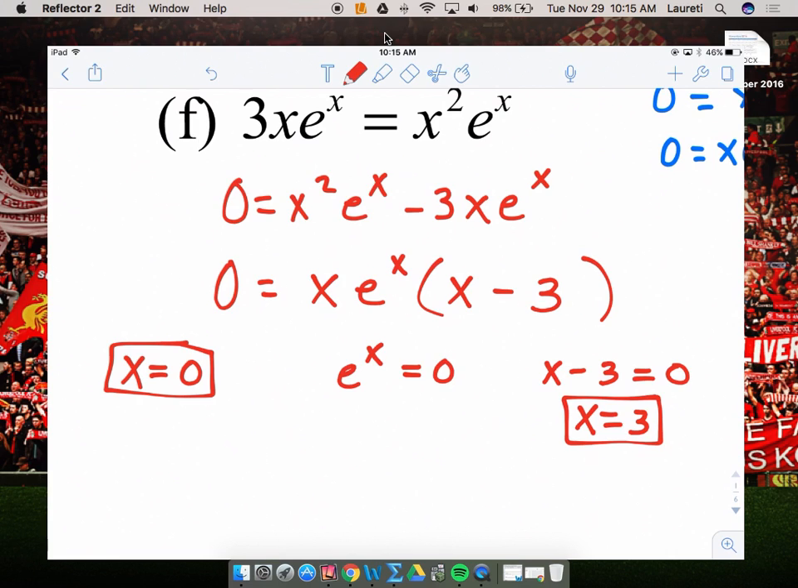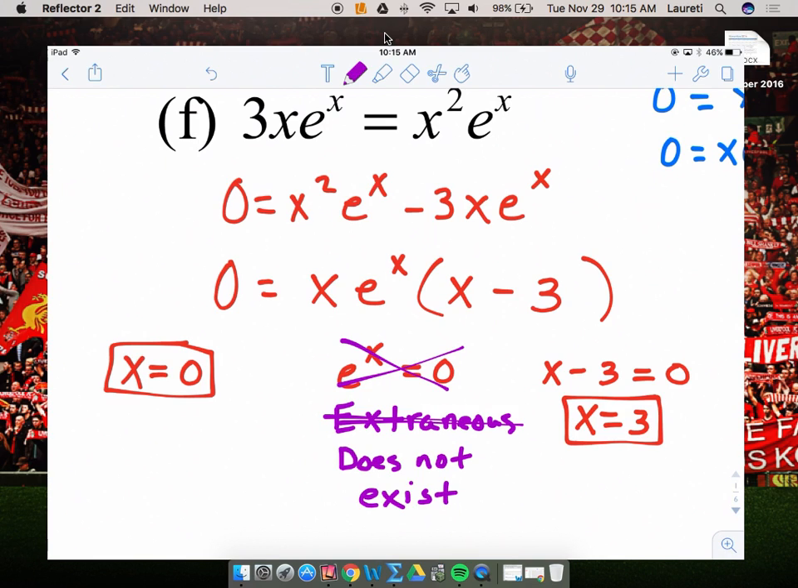Now for this one though, e to the x equals 0. Is that possible? No, right? No matter what I plug in for x, it's never going to come out to be 0. So this scenario here is just not possible. So the only 2 answers that you are left with would be 0 and positive 3.